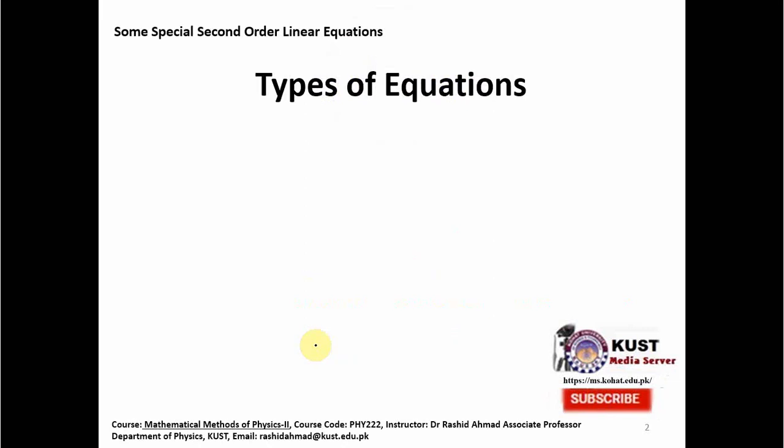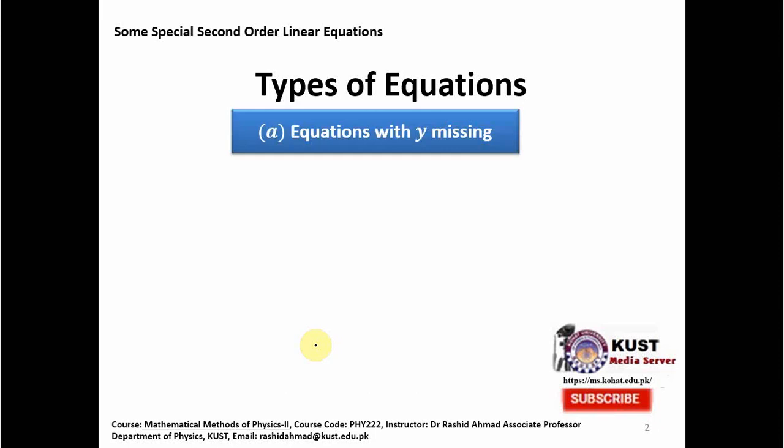So how many types of these equations actually exist? The answer is that there are many types, but in today's lecture I will be talking about only a few of them. The first one is the case when, in the second order linear differential equations, y, the dependent variable, is missing. We will talk in detail about such equations and the method of solving them.